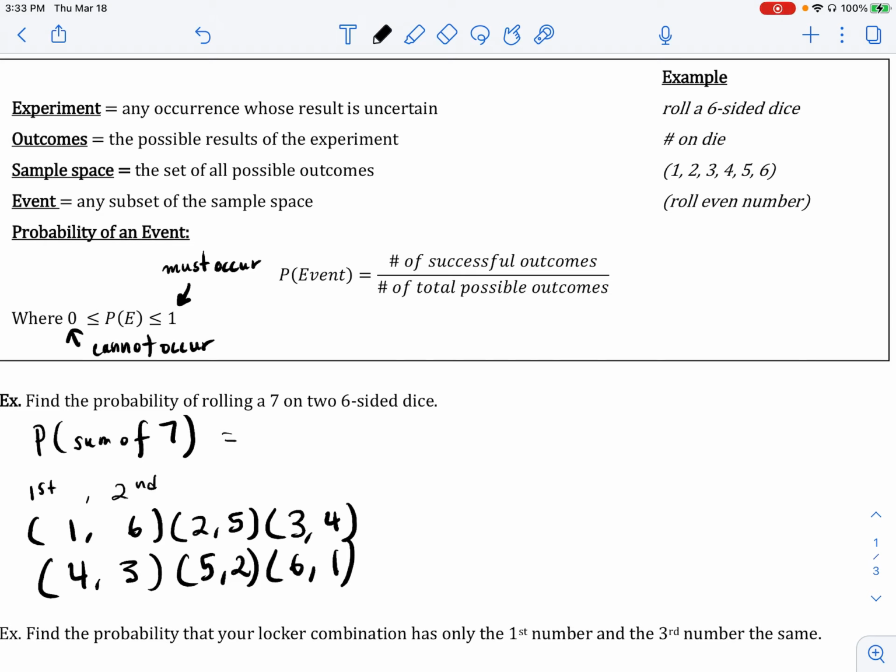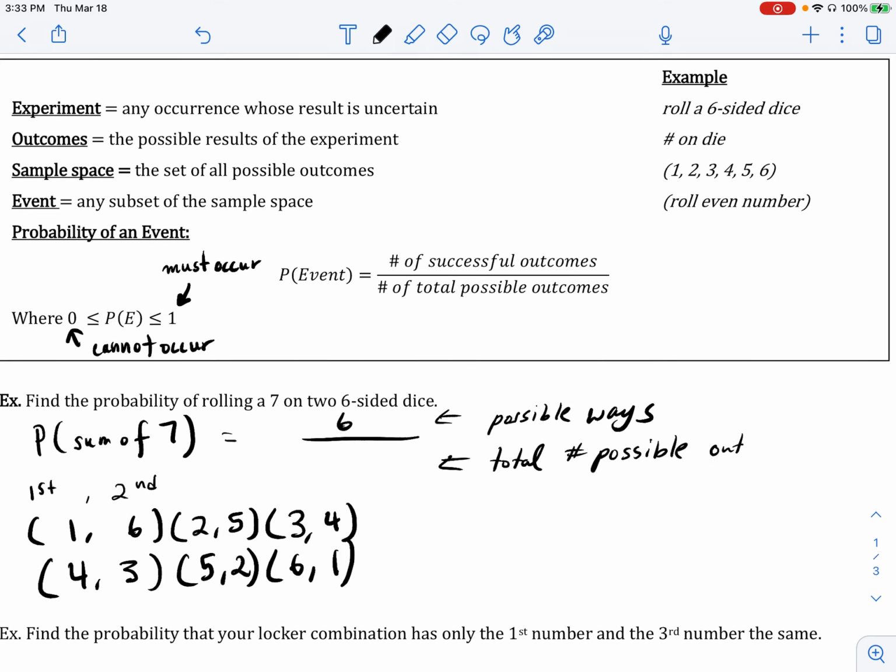So if that's the case, how many different ways do we have here? We have 6 possible ways. So 6 possible ways of rolling a 7, okay? Now, what is the total? Again, what is the total number of possible outcomes here?